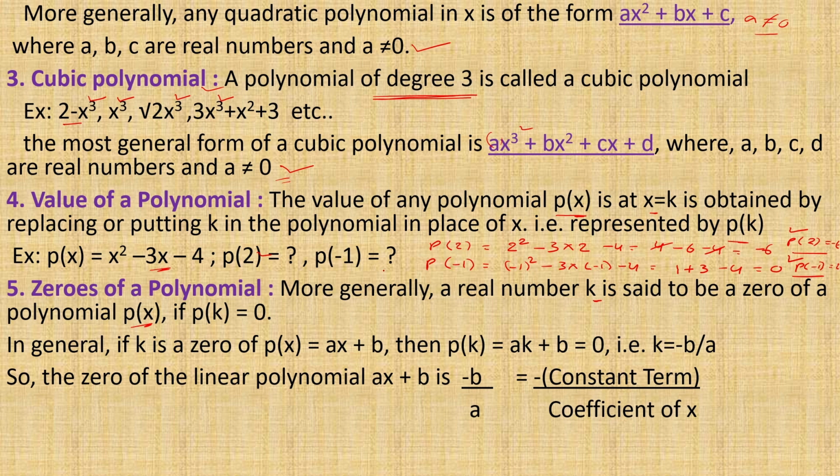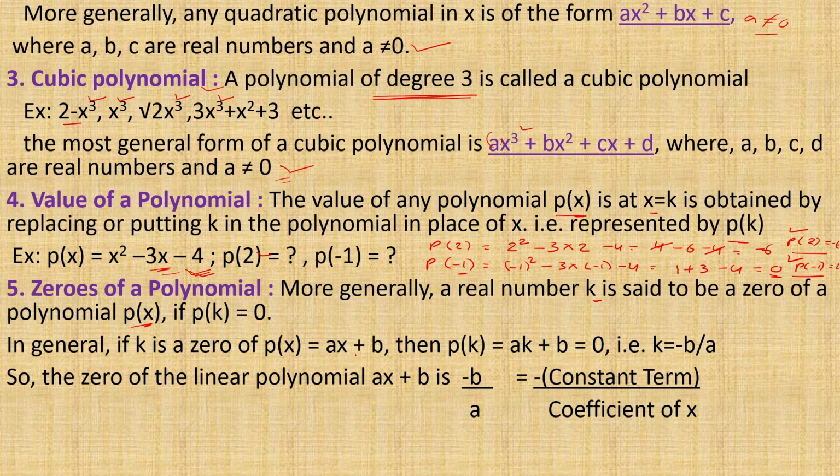Suppose, here you see in the previous example, x square minus 3x minus 4. If you substitute x is equal to minus 1, that is p of minus 1, we get the value 0. That means this minus 1 is called 0 of the polynomial p of x. So if the value of the polynomial at any real number k is 0, then it is called a 0 of the polynomial.